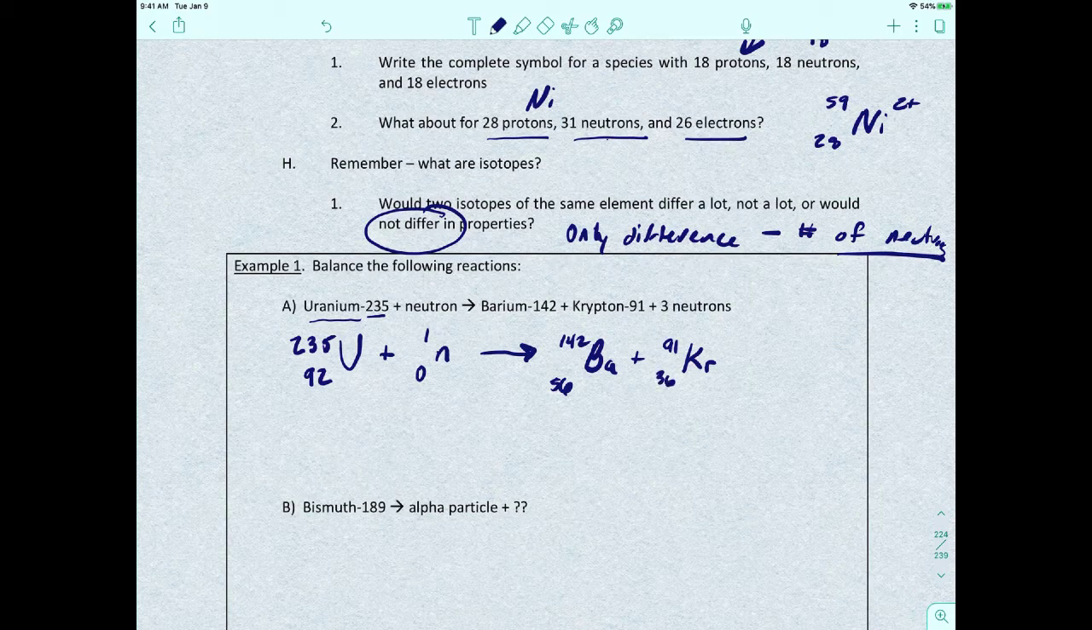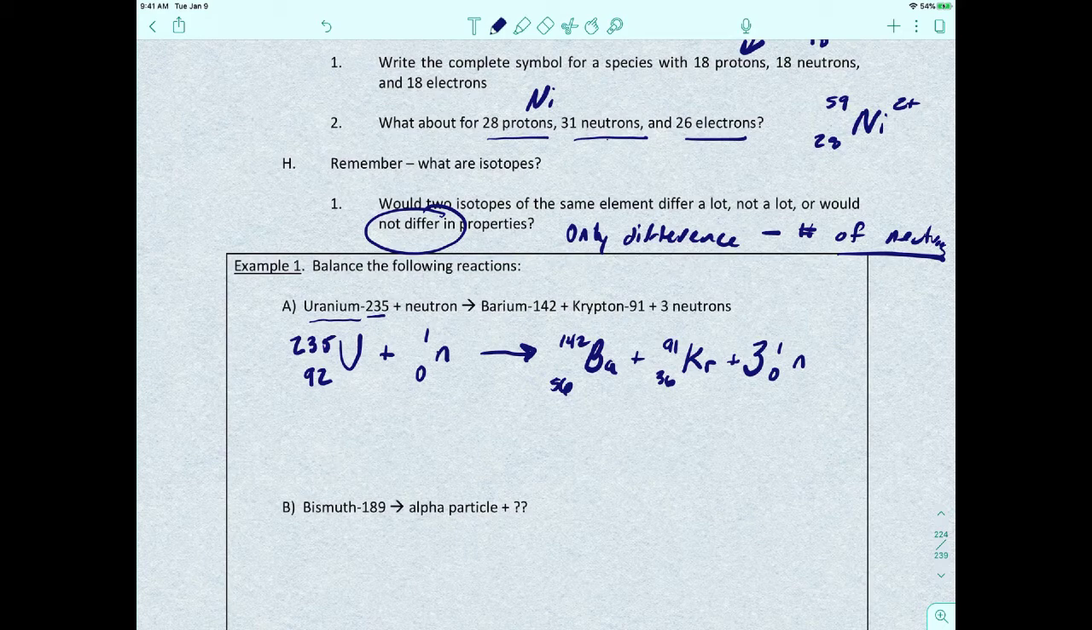Then we have to add in 3 neutrons. I'm going to write the symbol for neutron again. Neutron has a mass of 1 and 0 for the atomic number. Now to indicate we have 3 of these, I'm going to put a 3 in front of the neutron. Okay, so there we go.